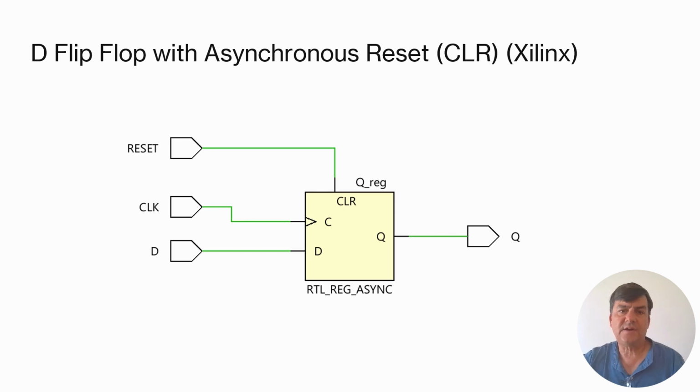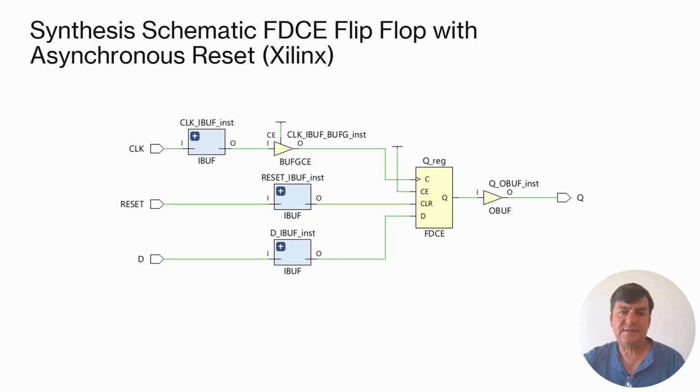Here is the RTL schematic symbol for both of the Verilog and VHDL codes for the D flip-flop with asynchronous reset. Notice the async in the name. This is a schematic after the Verilog or VHDL code has been synthesized. It is a D flip-flop with clock enable and asynchronous clear.